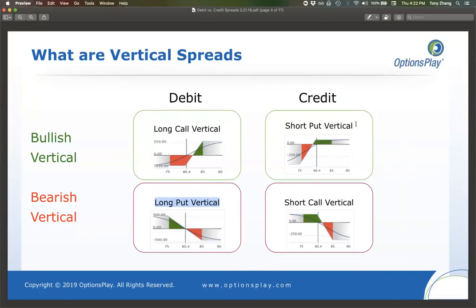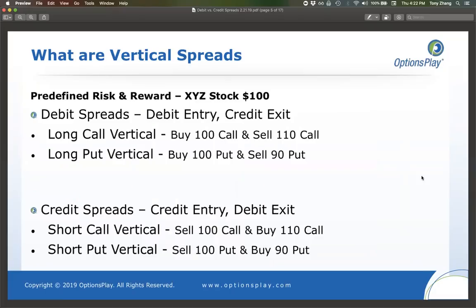On the credit side, when you're bullish, you would trade a short put vertical, and on the bearish side, you trade a short call vertical. This is a little bit more complicated, but we will walk you through each one of these strategies so you understand the difference. So we'll start off by talking about what are vertical spreads.